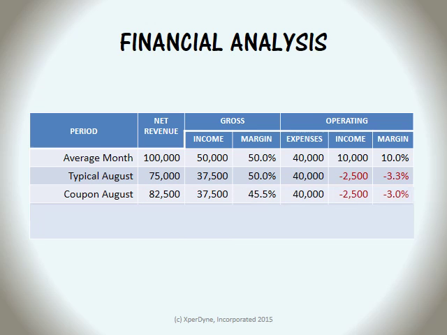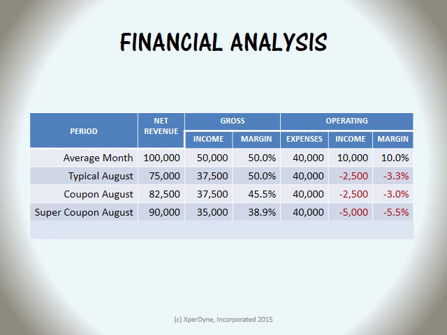As expected, the coupon generated more revenue, but gross income stubbornly remained at $37,500, and the margin dropped to 45.5%, maintaining the $2,500 loss. Because the owner doesn't track tire sales separately from oil changes, he can only guess at the reasons for this outcome. Since he purchased more oil, he instinctively knows oil sales increased, but he's not sure how much or if the coupon covered cost.